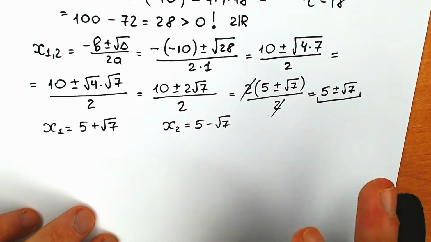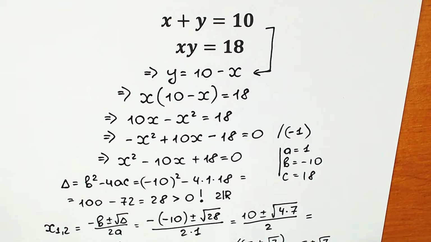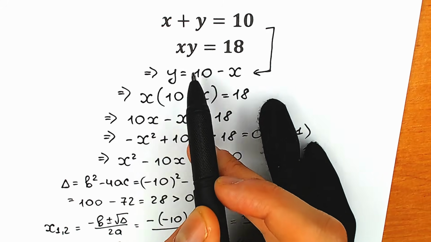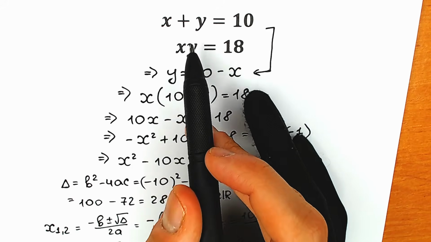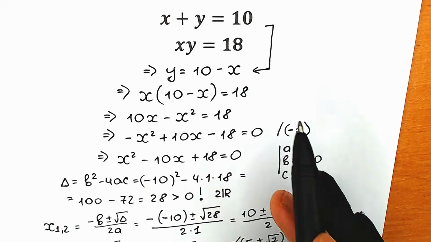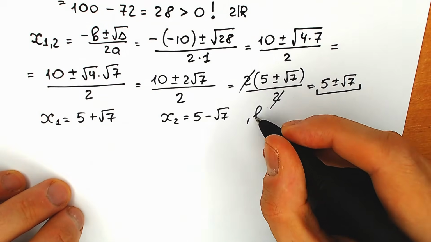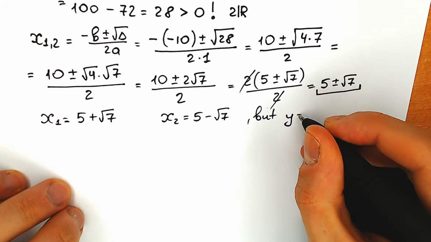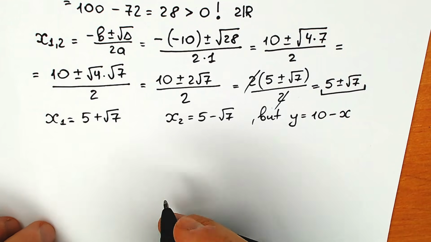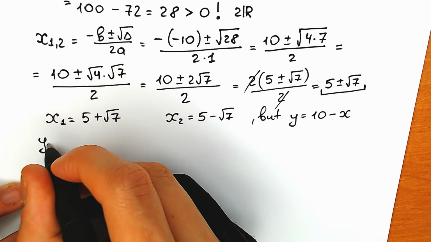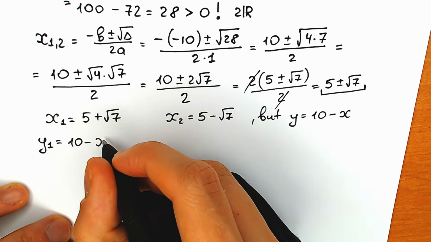The next thing, don't forget about our question, because in the beginning we had x and y. So that's why let's remember this equation, y equal to 10 minus x, because we already know x. Right now we need to solve this for y. Let's find our y first. So y first equal to 10 minus x first.